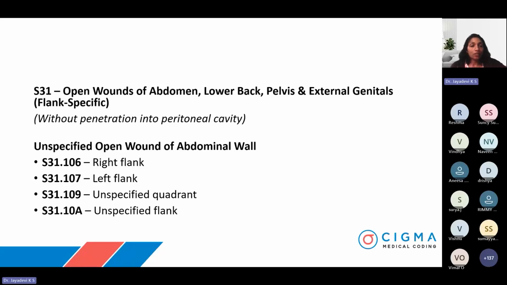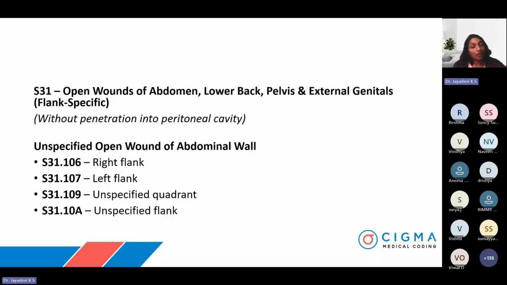Lower back, pelvis, and external genitals. There's a flank specific. Without penetration, this wound would not penetrate into the peritoneal cavity. This must be open wound, but not penetrating. An unspecified open wound of abdominal wall, S31.106. Here also it's side specific, laterality specific.